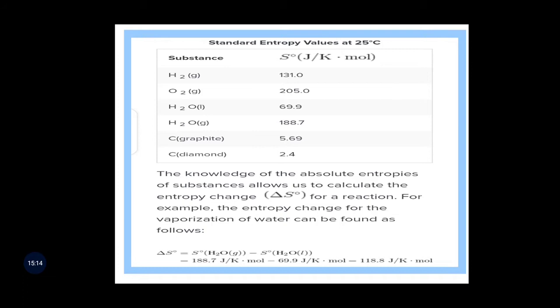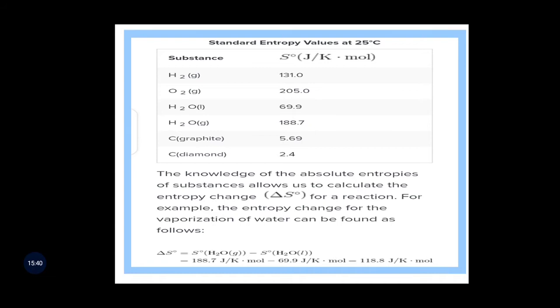Steam, we have 188.7. Then graphite, we have 5.69. Diamond, we have 2.4. Now, the knowledge of the absolute entropy of substances allows us to calculate the entropy change. So just as we can calculate enthalpy change, so also entropy change can be calculated.